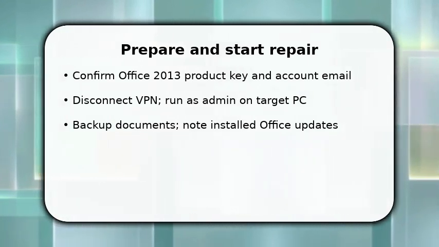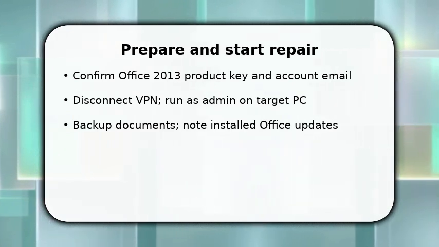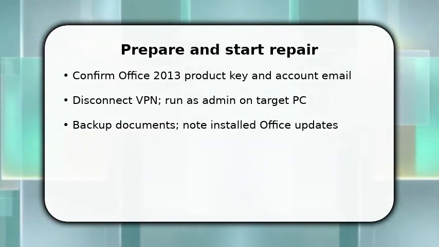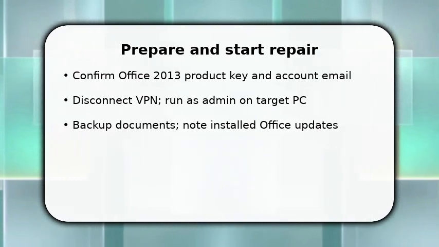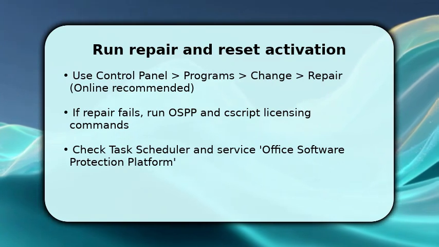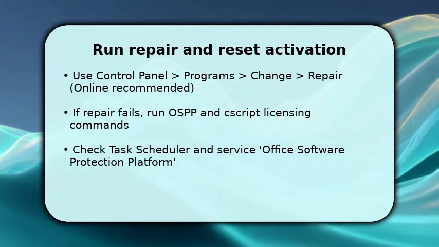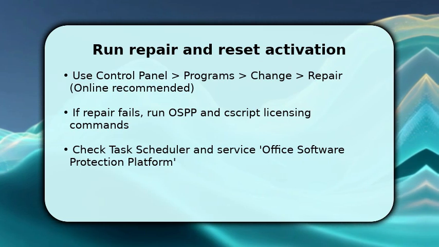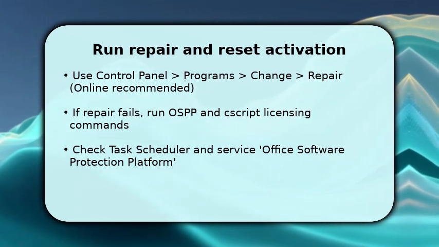With those essentials set, proceed to the built-in repair tool to fix corrupted activation files. You now run the built-in repair. Control Panel, Programs, select Office 2013, change, then choose Online Repair for a thorough fix because it replaces corrupted components.